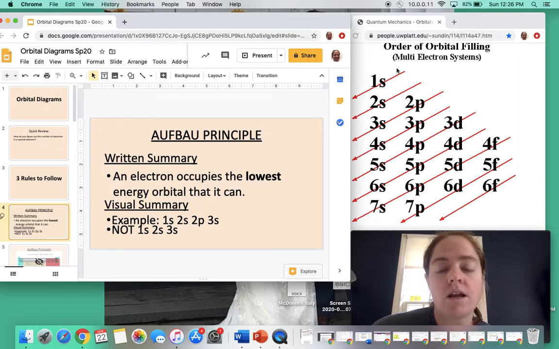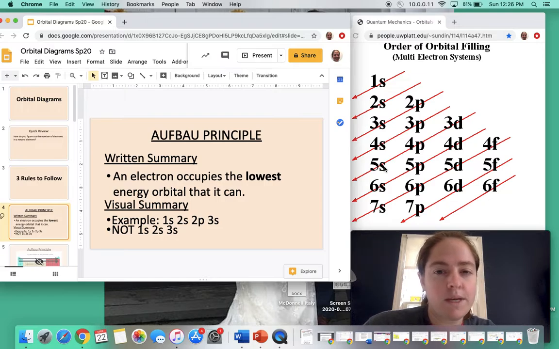So if we go over here and look at our flow chart, we always want to follow the path of the red arrow. So notice the red arrow starts in the top right-hand corner and goes down to the bottom left. So we start at 1s, we go to the second red arrow, it goes to 2s, then we start the next arrow, it goes to 2p and 3s, and then it goes to 3p and 4s, and then we come back here and it goes 3d, 4p, and 5s. So then we really start to jump all over the place with the different numbers.